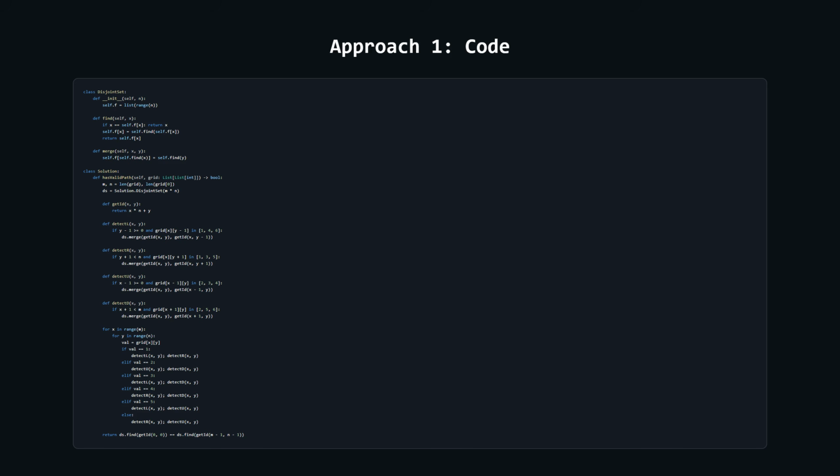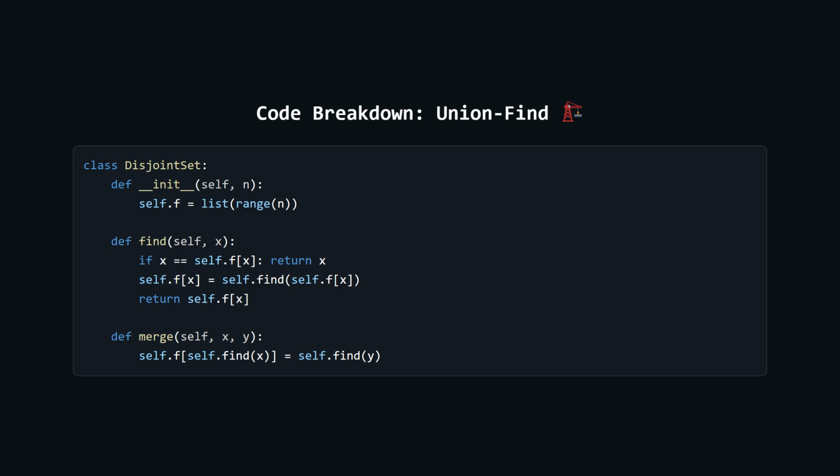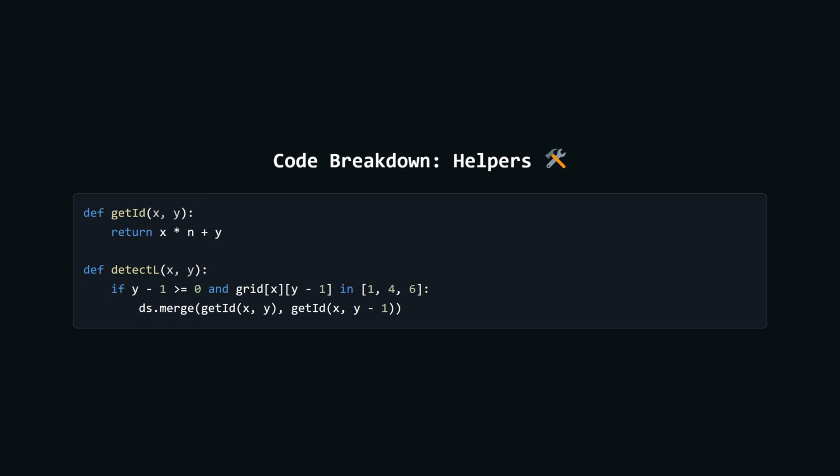Here is the full code for that first approach. It looks a bit long because of the helper functions, but the logic is very repetitive. Let's break it down into smaller chunks. At the very top, we define our Disjoint Set class. This is a standard template. It initializes every cell as its own group, finds the root group of a cell with path compression, and merges two groups together. Inside our main function, we define some helpers. We have our getID function to convert coordinates. Then we have detection functions for all four directions. For example, detectL checks if the left neighbor is within bounds and has a connecting street shape.